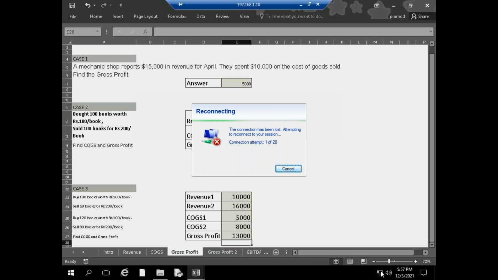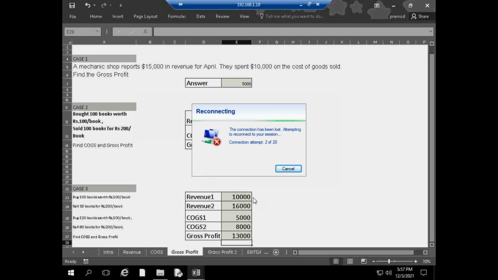The first one is 50 books for 200 per book, sir. So 50 into 200. COGS, cost of goods sold. If you purchase 100 quantity, COGS is sold quantity into purchase price. But in the formula, it was like purchased quantity into purchase price, no, sir. Yes, sir, in formula, purchase quantity into bought price.